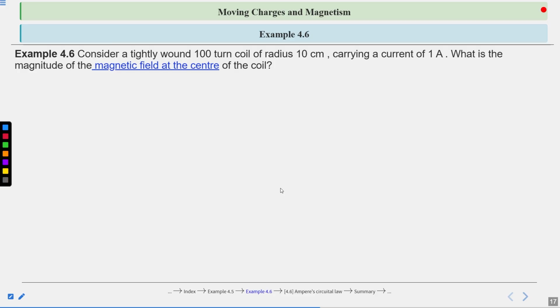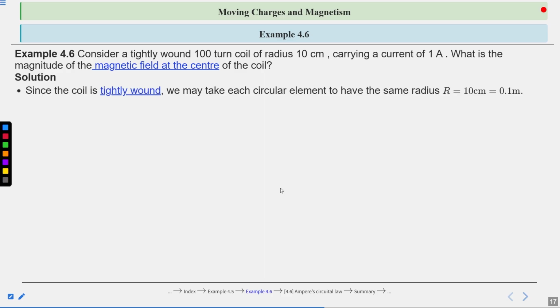Okay, example 4.6. Consider a tightly wound 100 turn coil of radius 10 cm carrying a current of 1 ampere. What is the magnitude of magnetic field at the center of the coil? Since the coil is tightly wound, we may take each circular element to have the same radius. So the radius of each circular segment is the same, R equal to 10 cm, and in SI unit it is 0.1 meter. The number of turns N equals 100 and the current is given as 1 ampere.